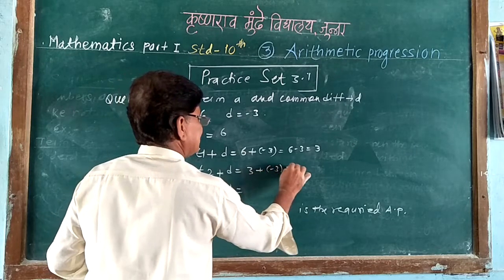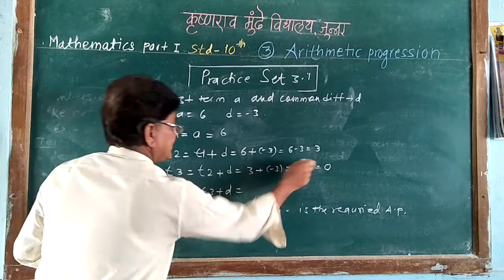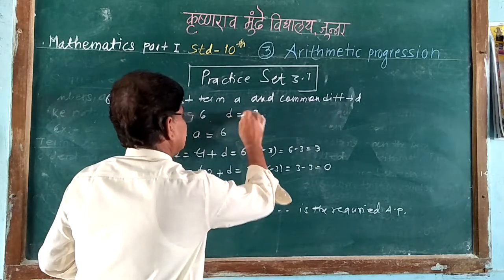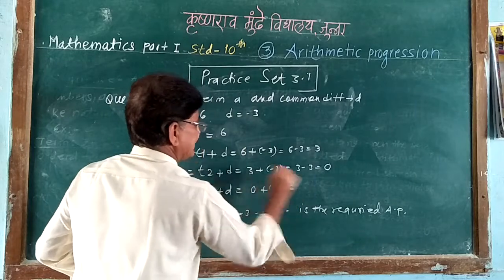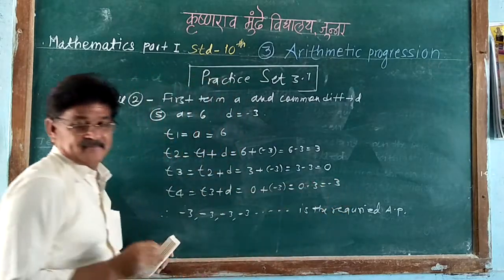Minus 3 plus 0, T3 is minus 3 plus D in bracket, minus 3 plus 0, that is minus 3.